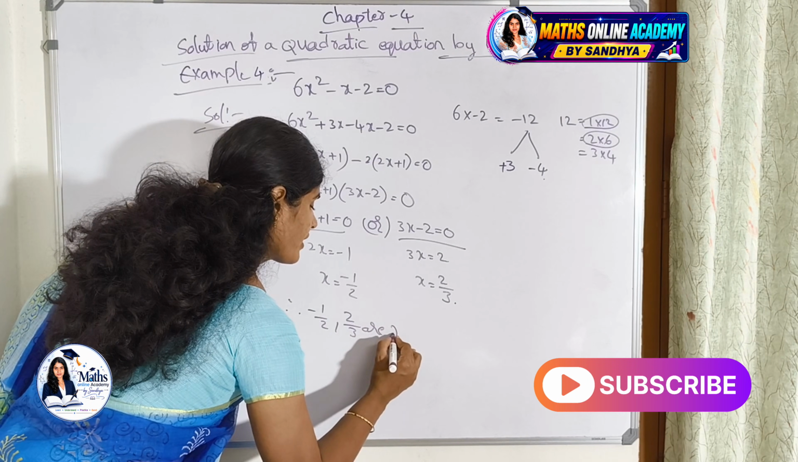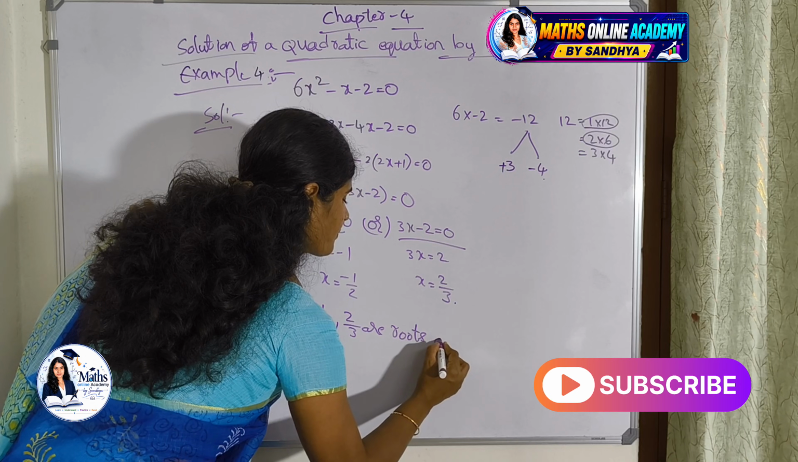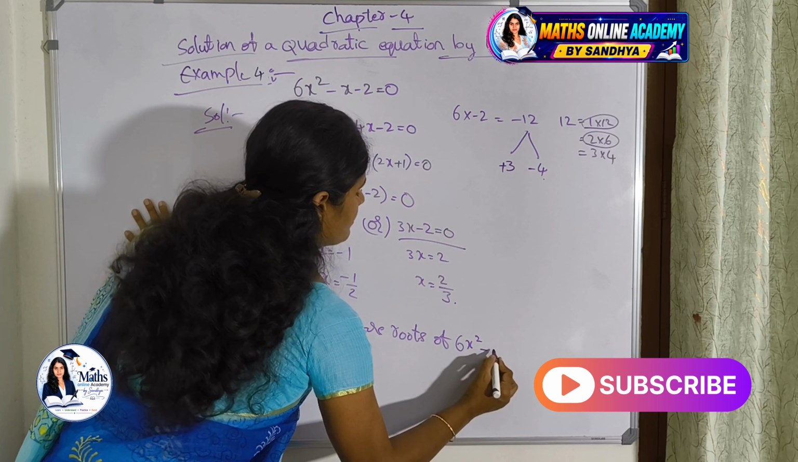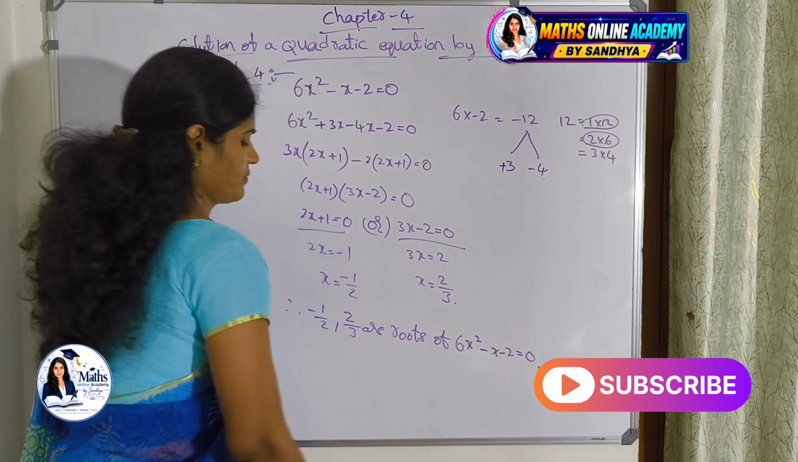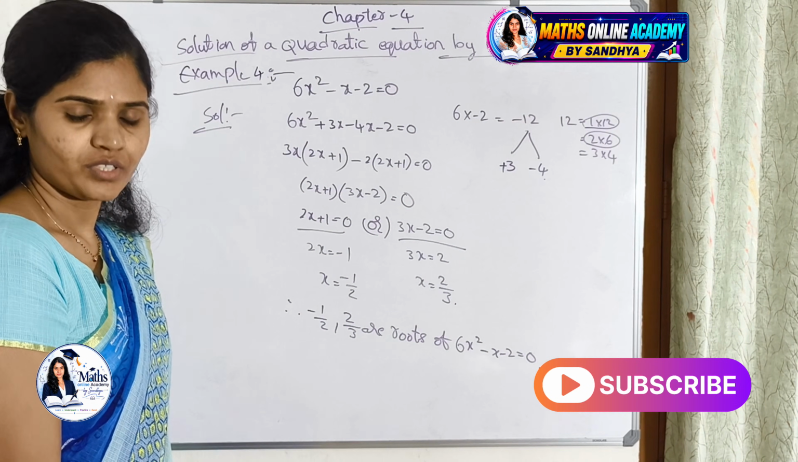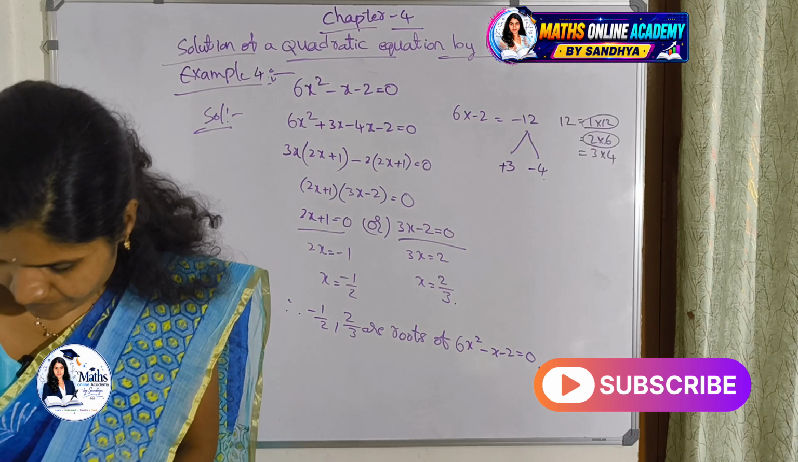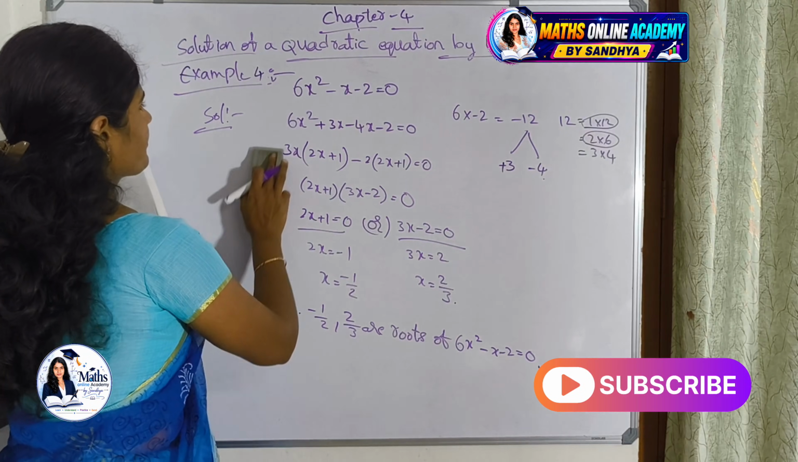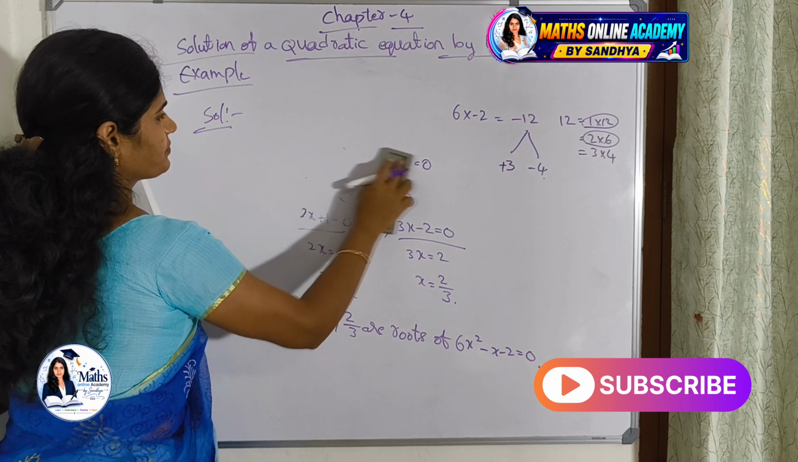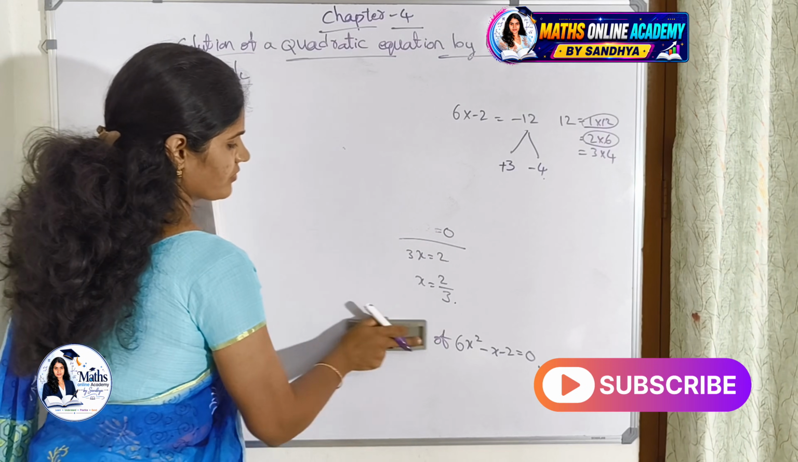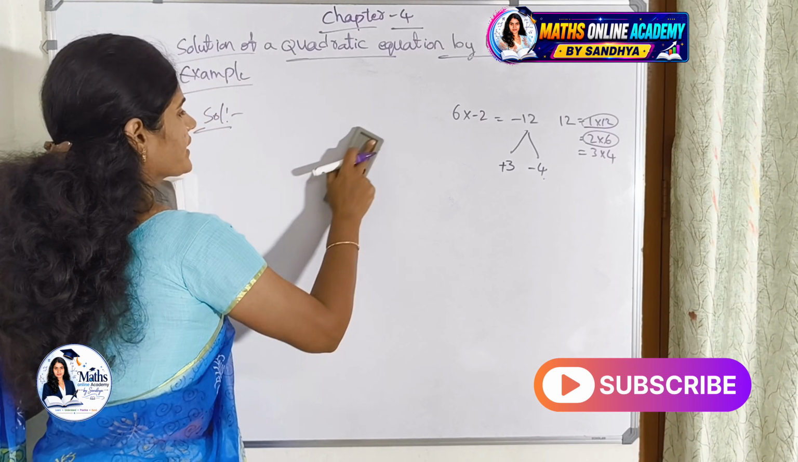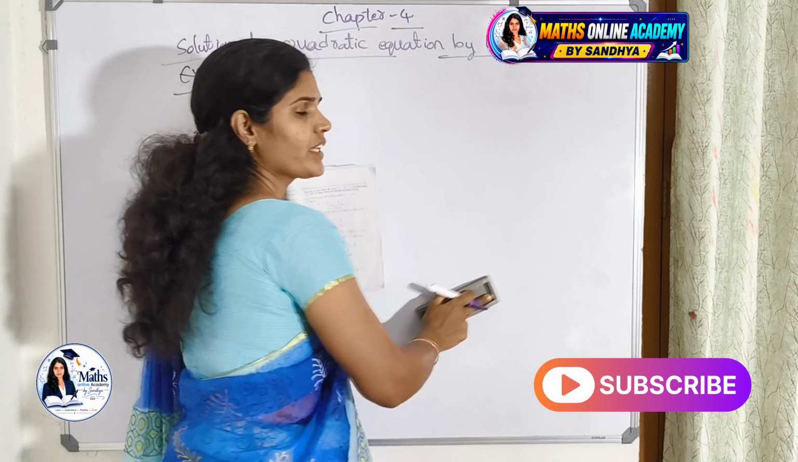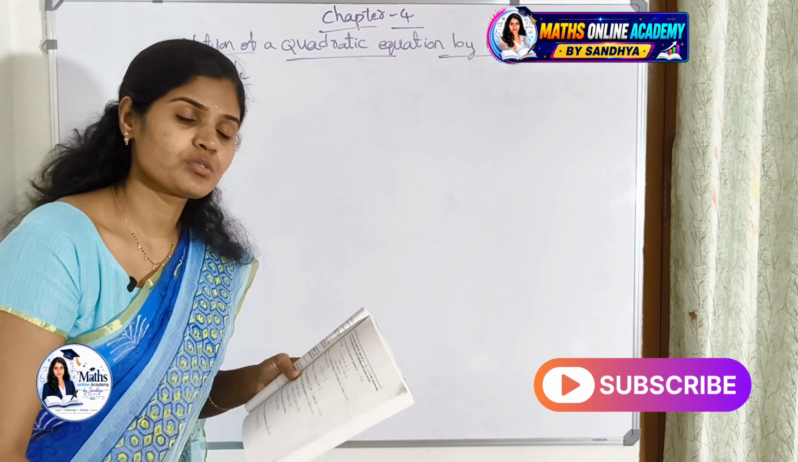Roots of what equation? 6x square minus x minus 2 equal to 0. These are the roots of this equation. Okay. Next, see the next question. Example 5. Find the roots of the quadratic equation. This is a little bit different. Let's see. First of all, you take the x square coefficient and constant, multiply, and after multiplying you separate the factors of those equations.